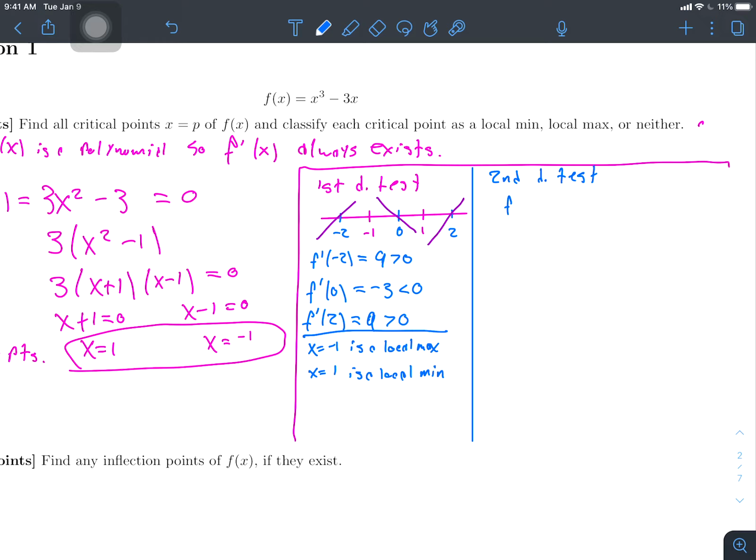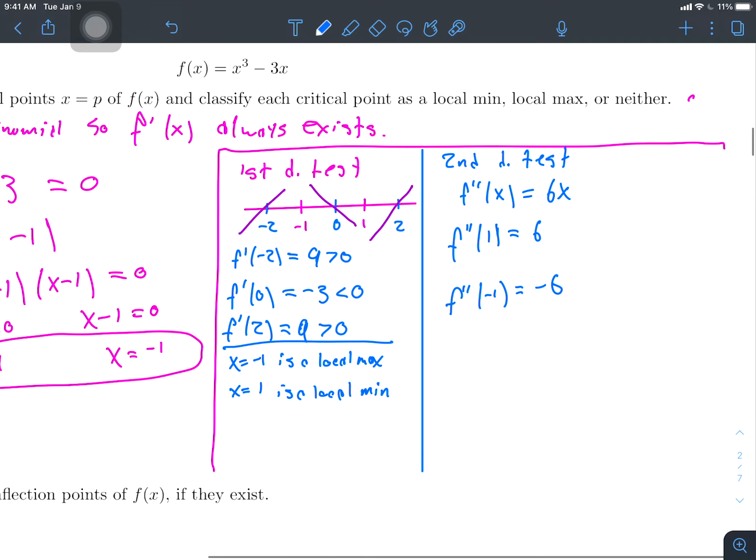I would take the second derivative, which in this case is going to be, I just take the 2, it comes down, it becomes 6x. So what I do for the second derivative test is I'm not going to take test points, okay? I'm going to actually plug in the critical points. So I'm going to do f double prime of 1, and I get 6. And I'm going to do f double prime of -1, and I get -6.